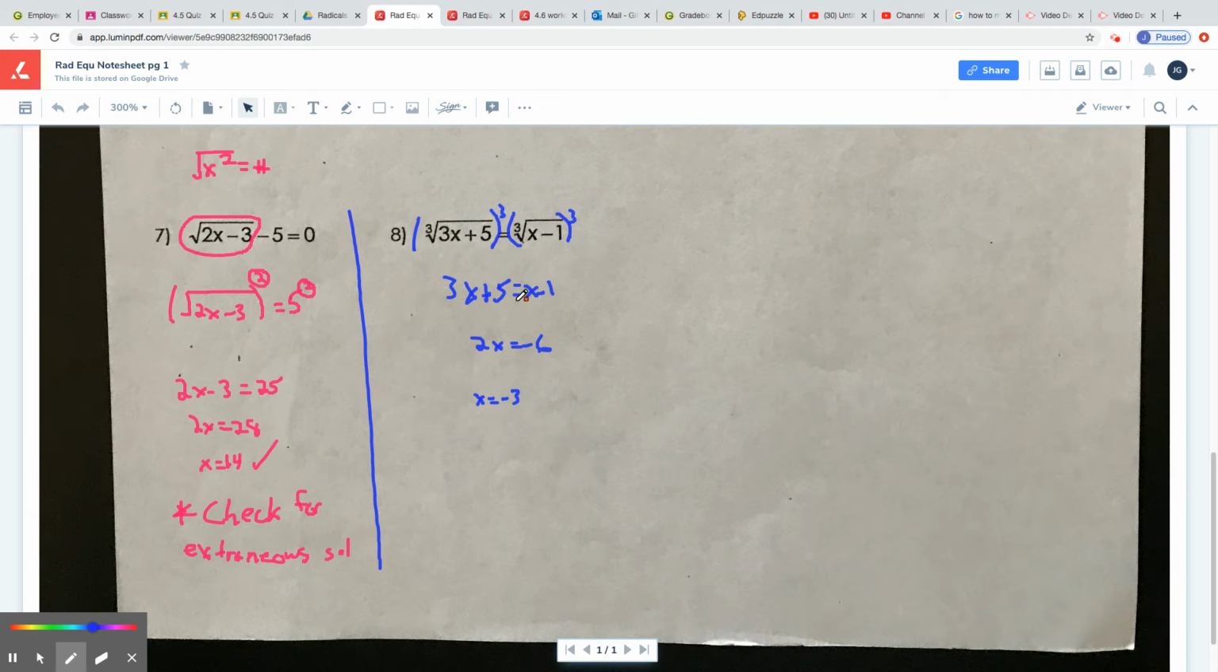We don't need to go back and check because you're doing an odd root to each side. So if you see them the same like this, you're really just setting whatever is in the radicals equal to each other. Now, if it was a square root, you might have to go back and check it, but it's an odd root, so we don't have to worry about that.